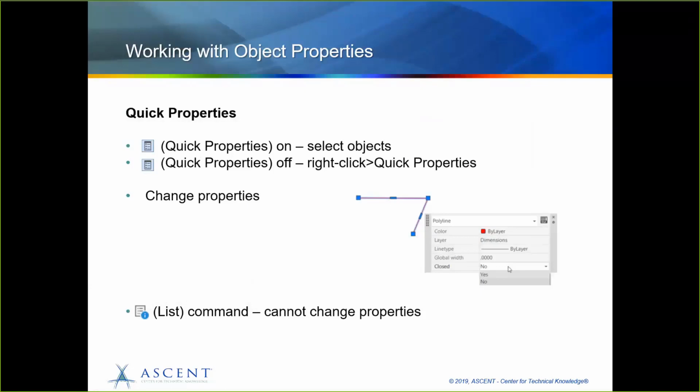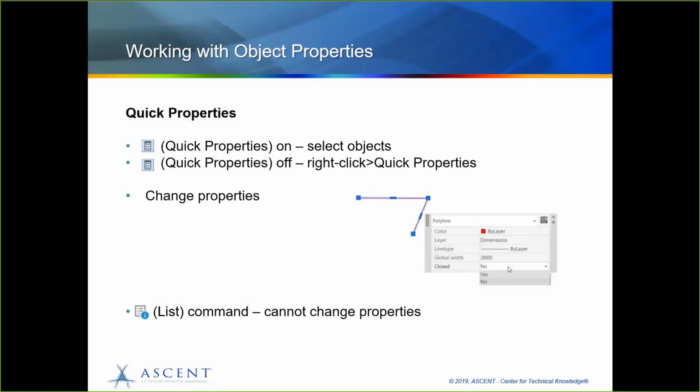So in addition to viewing the information about the selected object, you can also change some of the properties I told you before. When you click on that property, a drop-down list opens up, and as you can see for the closed option here, there's the drop-down list. You can leave it yes or no. You can change it here because it provides you with those options.